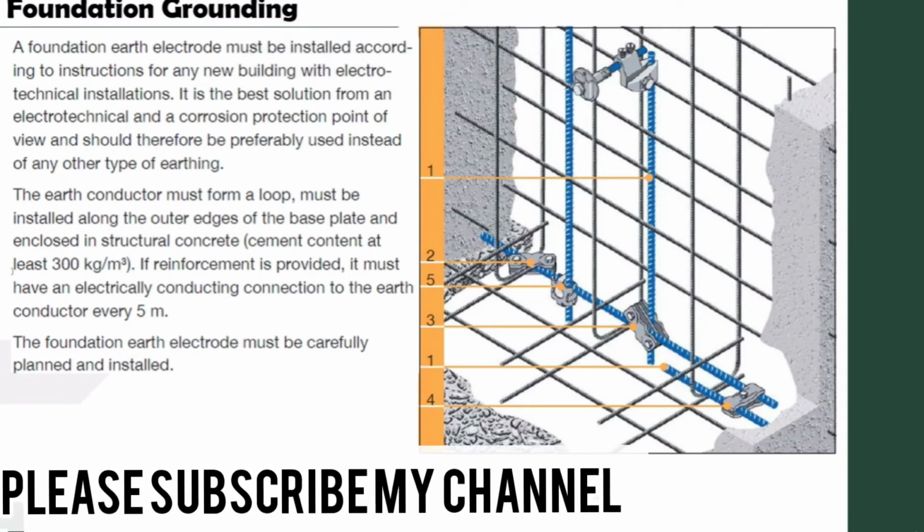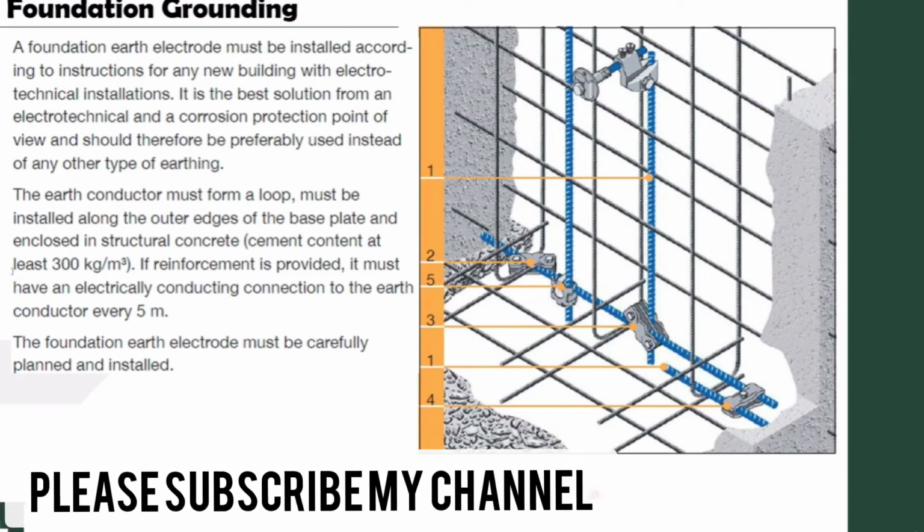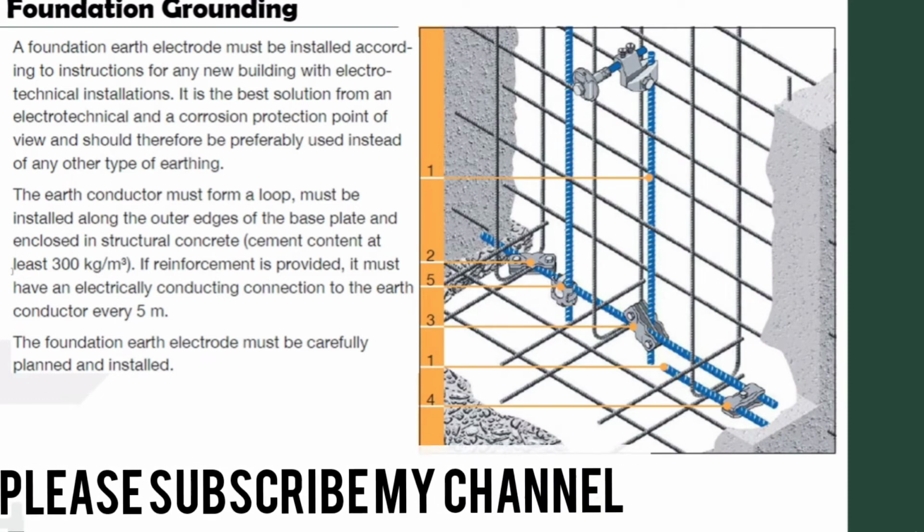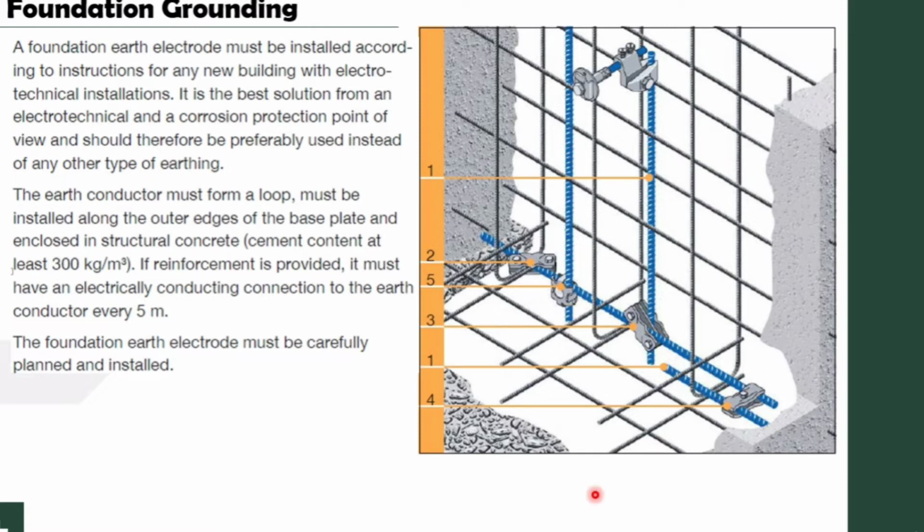In this lecture, we will study the types of the grounding system. There are three types which are commonly used for the grounding system. They are number one, the foundation grounding, number two, the circular grounding, and number three, the deep grounding. And here, as you see, this is the type of the foundation grounding.